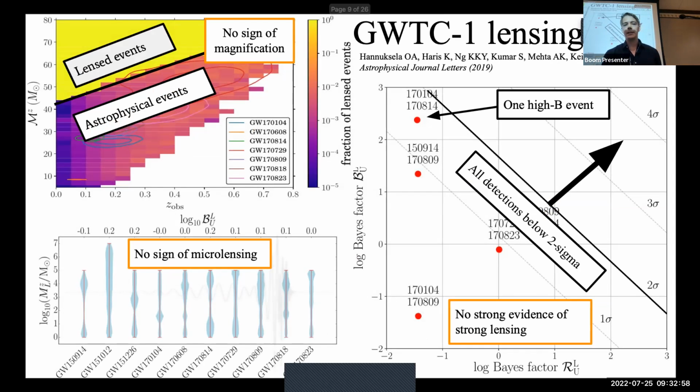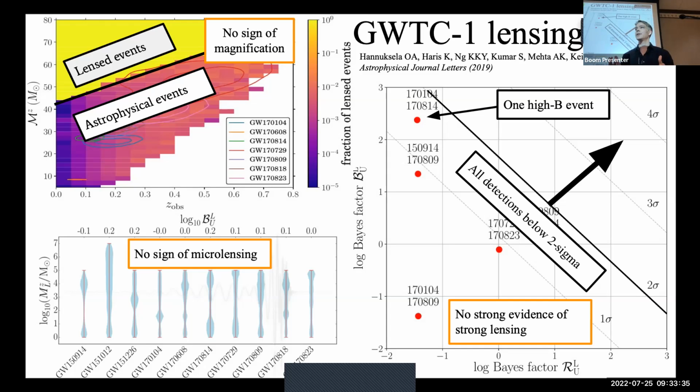But then in 2019, we did a first search for gravitational wave lensing with several collaborators. And what we tried to do is look for signatures of magnification. So we tried to figure out, could some of these high mass gravitational wave events that we've seen, some high mass binary black holes, actually be from a population of lower mass binaries that were heavily magnified? We tried to look for repeated events, so multiple images, where you can see the results being summarized on the right, where all of the detections were below 2 sigma.